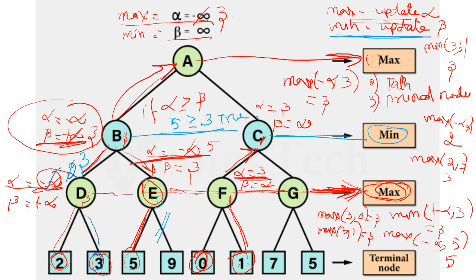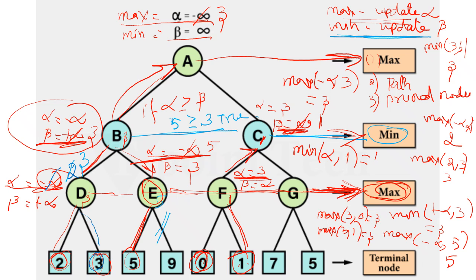Okay. So here we have to check whether it is maximum or minimum. It is a minimum. Minimum means we have to update beta. Don't touch alpha. Minimum means update beta. What is the existing value of beta? Infinity. So minimum of infinity comma a child value 1. So which one is minimum? 1 is minimum. So we can replace this infinity by 1.